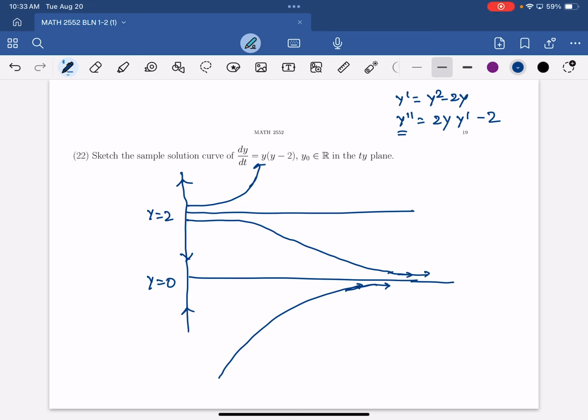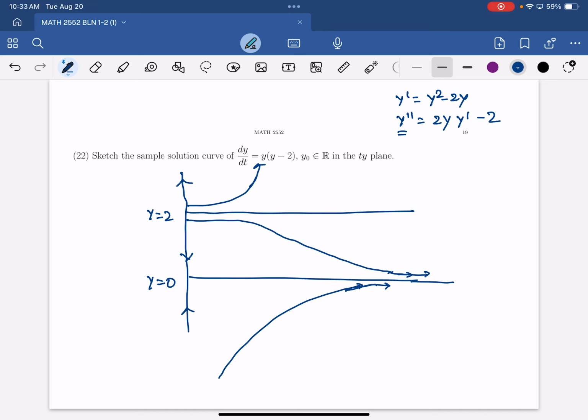For the middle section, how do you know that it starts at y equals 2 instead of starting down at y equals 0? If it starts at y equals 0, is that what you're saying? Yeah, and then it goes up. It cannot start at y equals 0. It's a critical point, right? So if it starts at 0, it stays at 0, because there is no change. Y prime is 0, there is no change. If it starts at 0, it stays at 0.